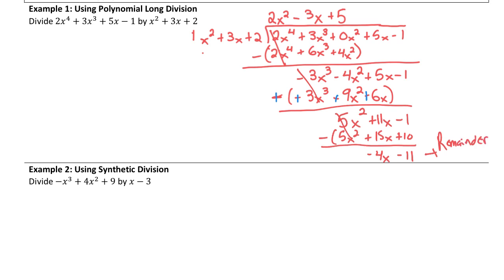So we need to know how to write this as a quotient, as a result. So I'm going to write that in green on the left here. So our quotient is going to be this: 2x squared minus 3x plus 5, plus our remainder, negative 4x minus 11, over what we originally divided by.